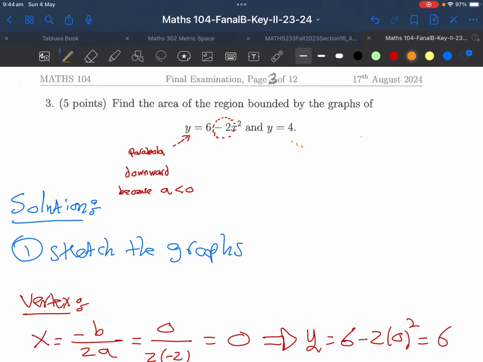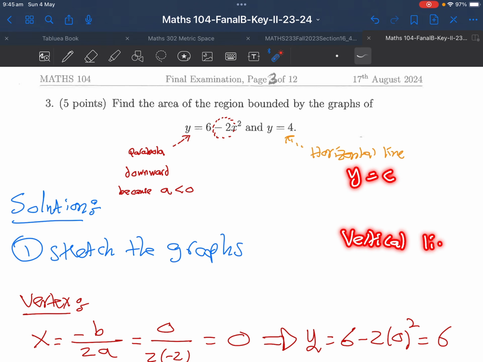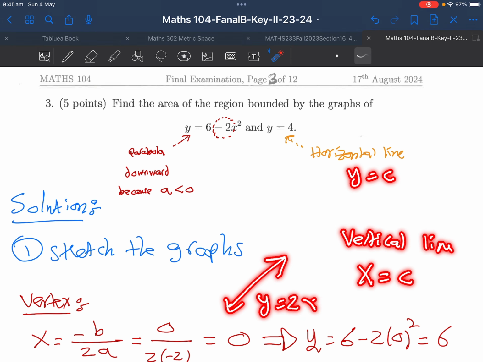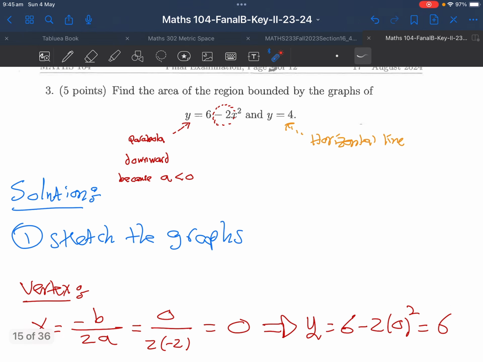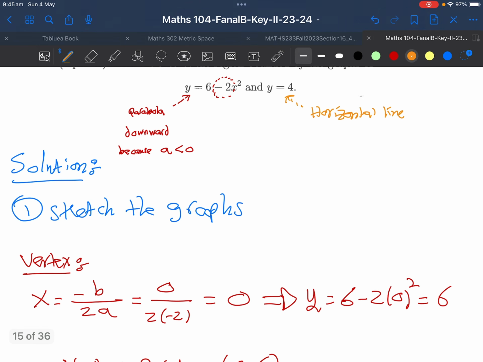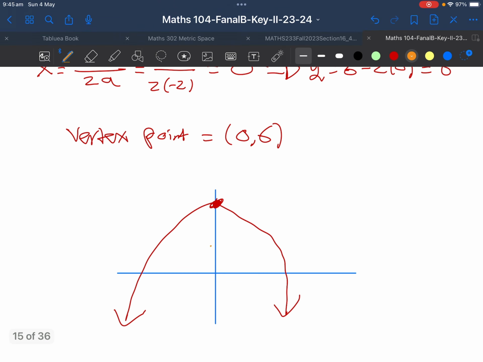Now, how about this line? First of all, this is a horizontal line. Why is it a horizontal line? Because it's y equal to a number. If it were a vertical line, it would be x equal to a number. And if it's a normal line, there would be y equals something times x plus 3, and then we can graph it using the intercepts. But now this is just a horizontal line at y equal to 4. So this is 4, this is the horizontal line. And now, where is my region? This is my region here.